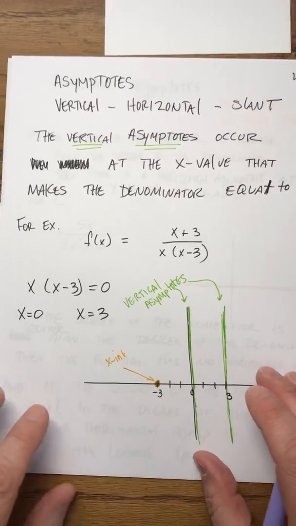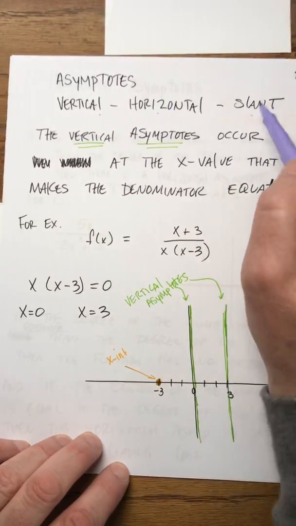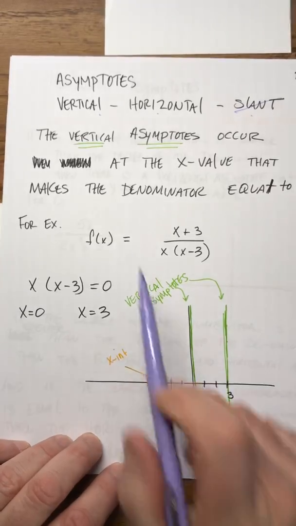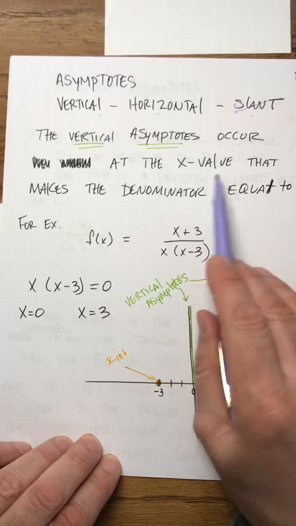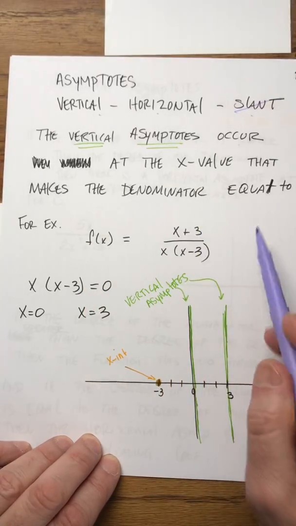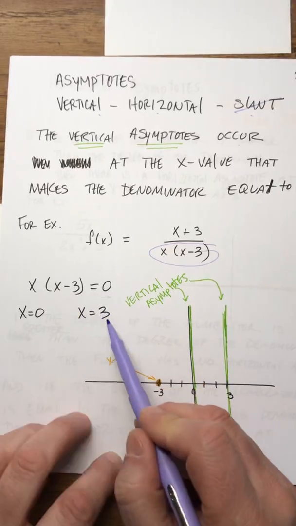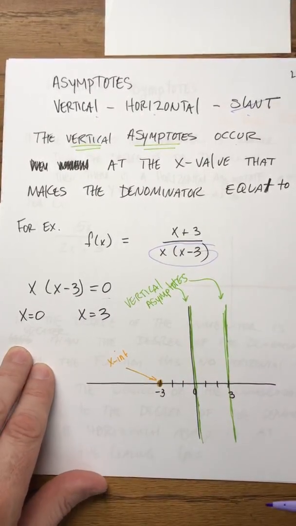The next thing we want to do is look for asymptotes: the vertical, horizontal, and a slant asymptote, and we won't be doing this one, at least not just yet. The vertical asymptotes occur at the x values that make the denominator equal to 0. So we take this denominator and set it equal to 0 and solve, and that will tell us where we have 2 vertical asymptotes.